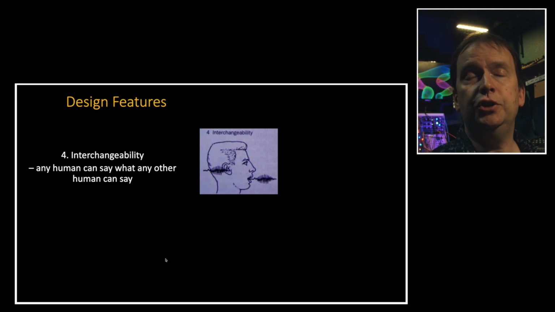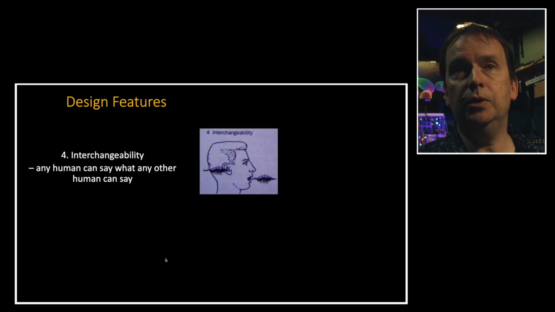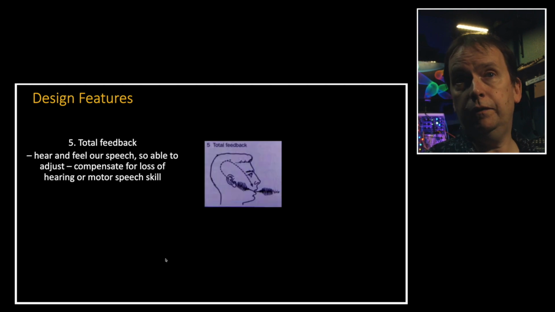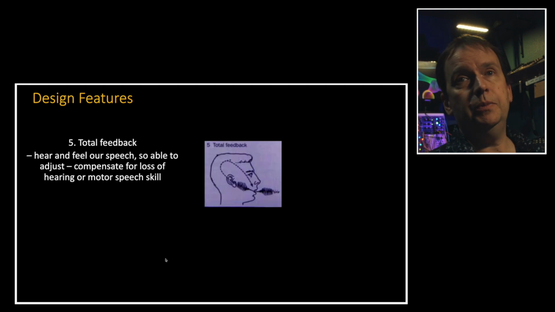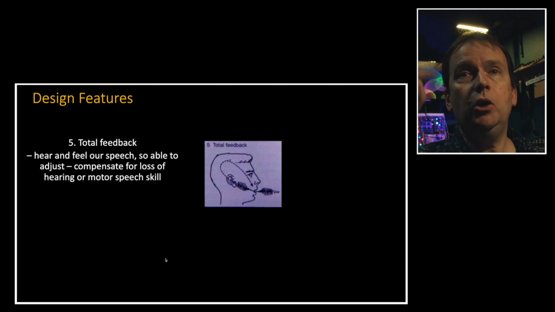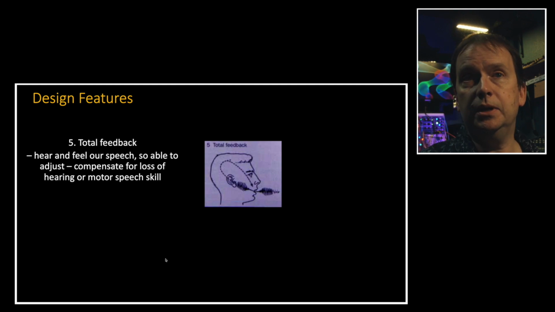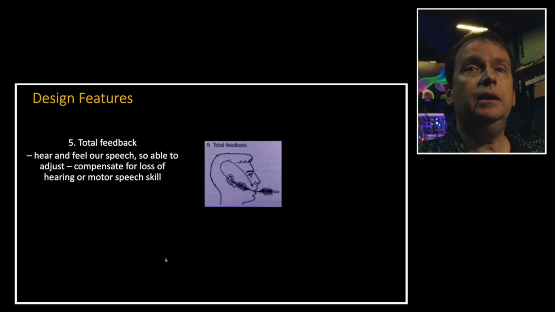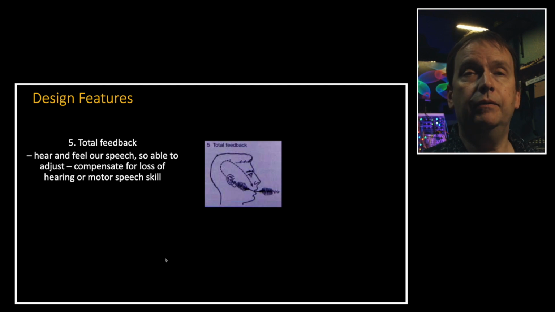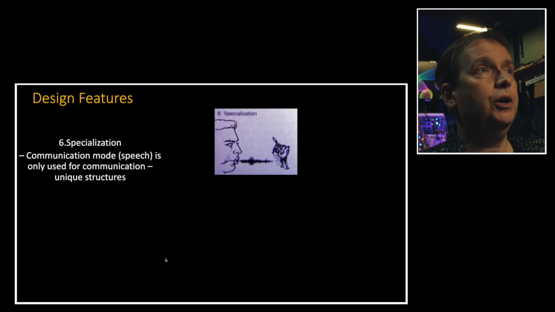There's also an interchangeability, so if I say something to you, another person who speaks my language can also say and understand that. So it's interchangeable. There's also total feedback. We can hear and feel our speech, so we can adjust, we can compensate, even if we have a loss of hearing or a motor speech skill. So there's something going on in our brain with complex cognition, so even with brain cancer post-operative patients, they can compensate for language loss and literal loss of their brain functions following a craniotomy.